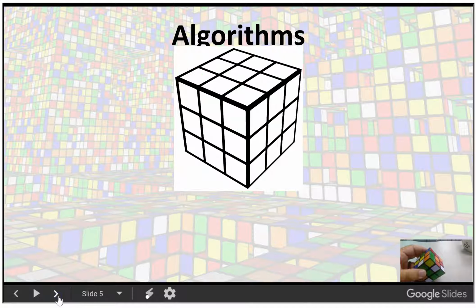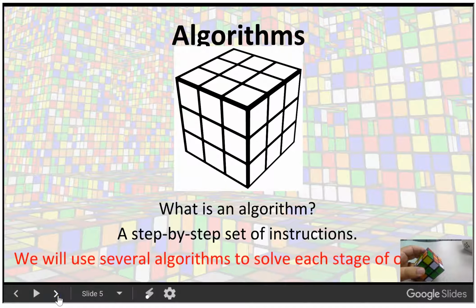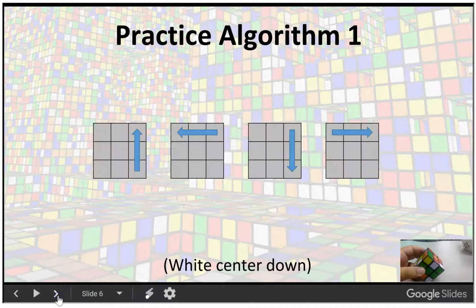There are some practice algorithms, and so we talk about, well, what is an algorithm? An algorithm is a step-by-step set of instructions. In math we use algorithms, and in solving the cube we use algorithms. Also, math being the study of patterns, solving a cube is math. We're going to be using these algorithms to solve each stage of our cube.